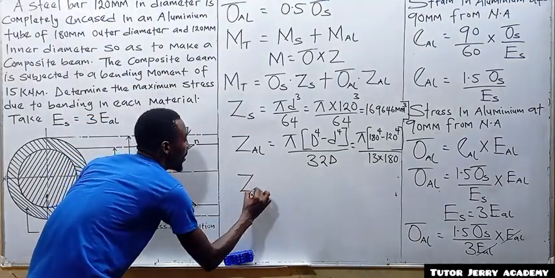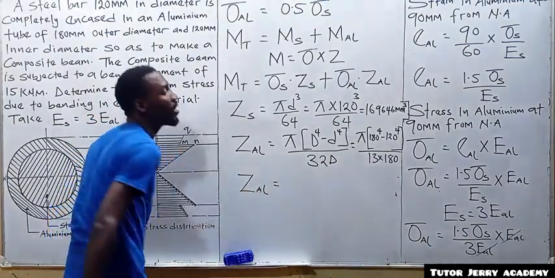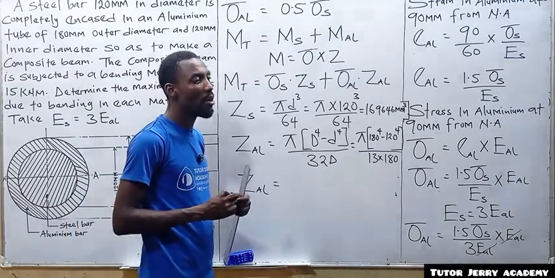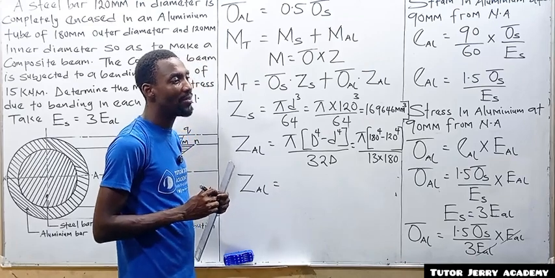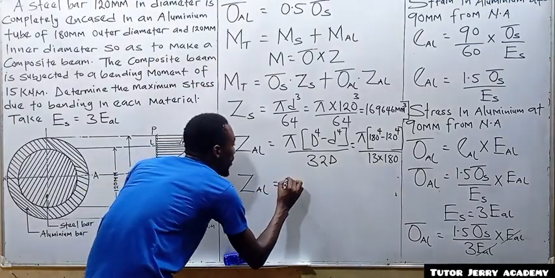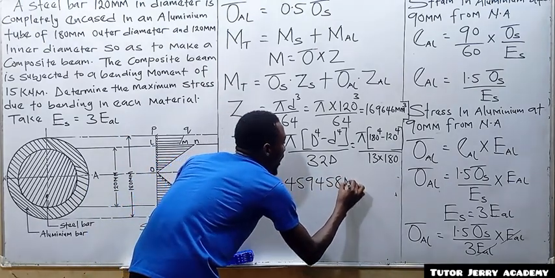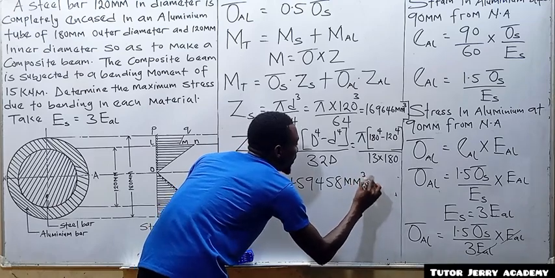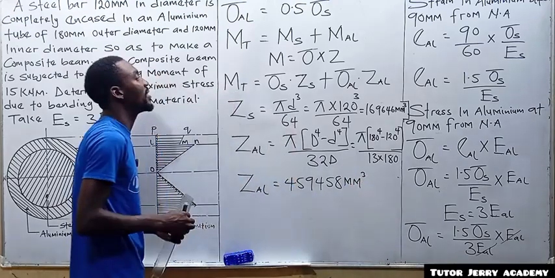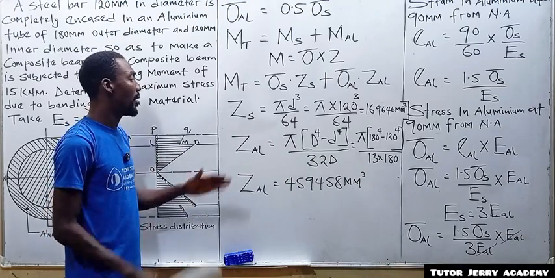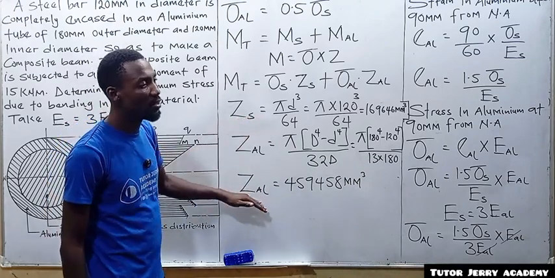All right, so if you press this in your calculator, you are going to have the section modulus of the aluminium to be equal to 459458 mm to the power of what? 3.